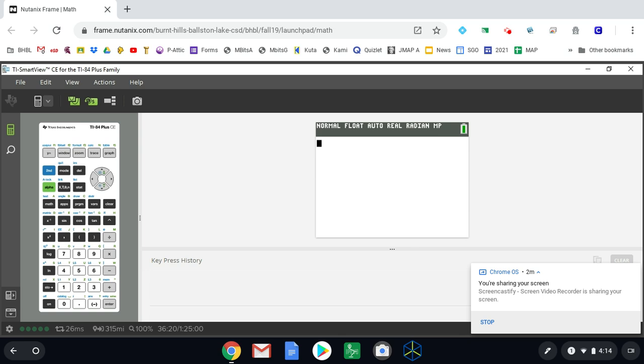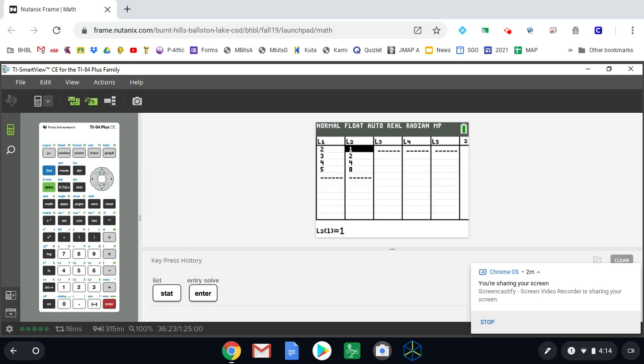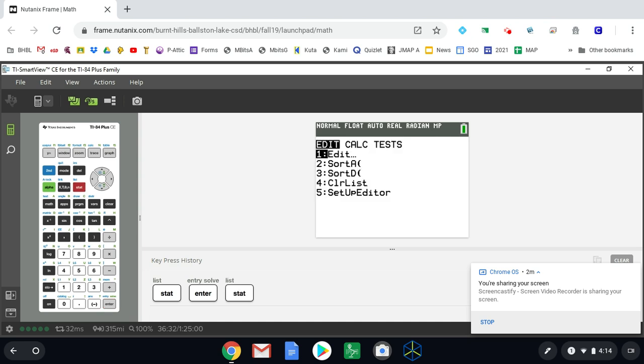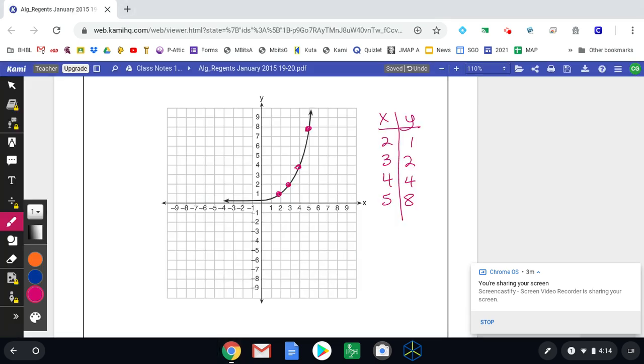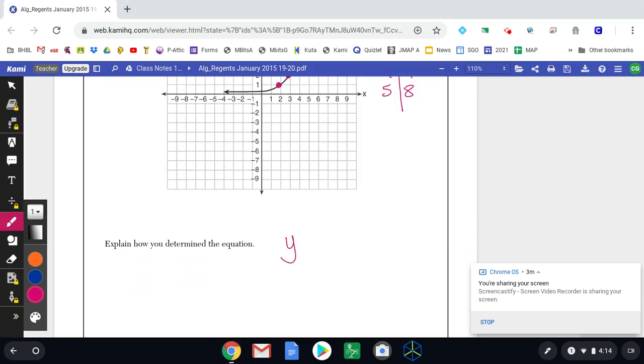and remember that if I go to Stat and Edit, I can enter those numbers into my calculator as a set of ordered pairs. Now, once I'm here, if I go back to Stat, go over to Calc, and I go down to 0, which is my exponential regression. I want to calculate my exponential regression, and right here it gives me my answer. So notice that it gives me the form of my equation. So I know that my equation is y equals 0.25 times 2 to the x.